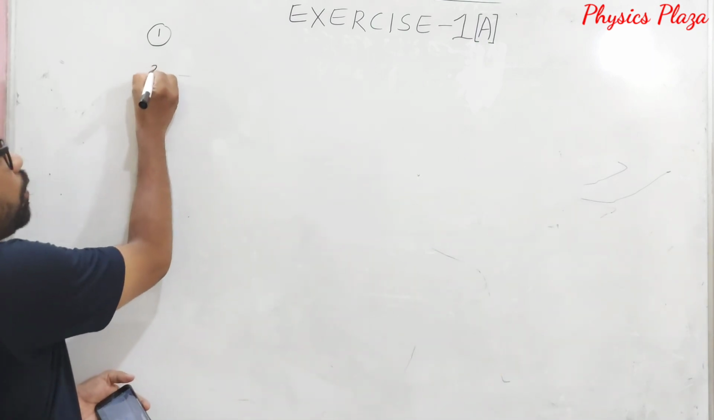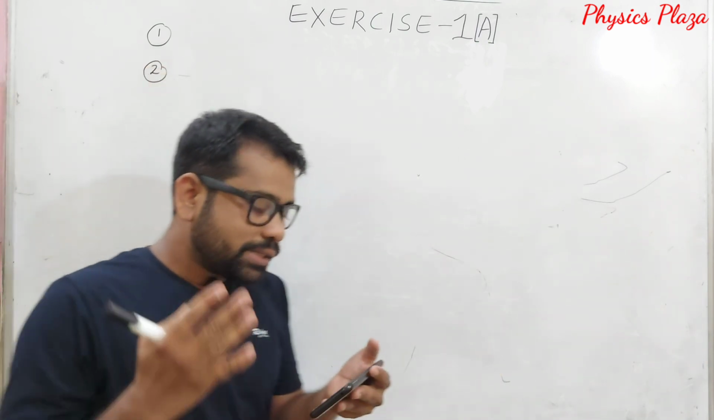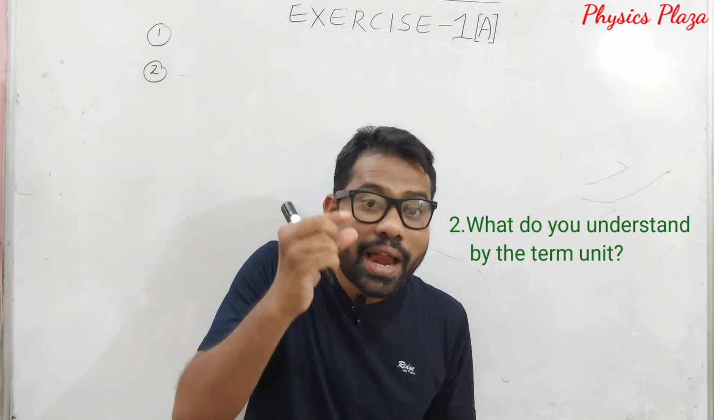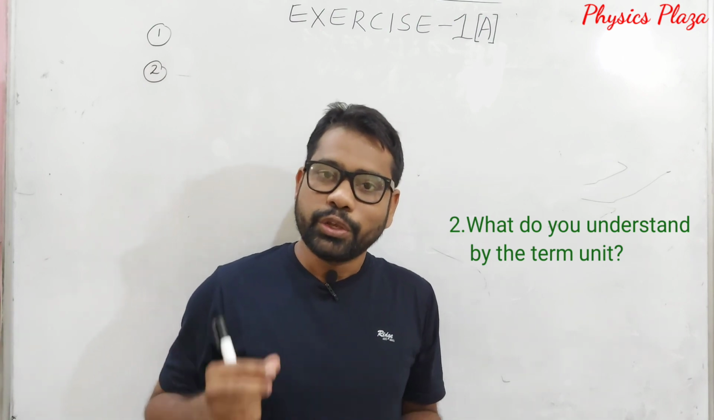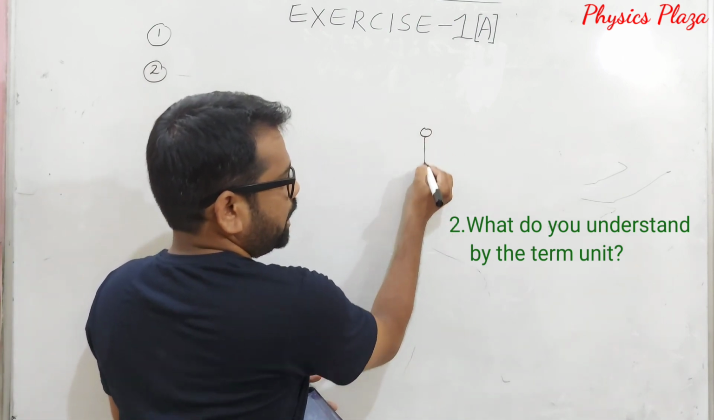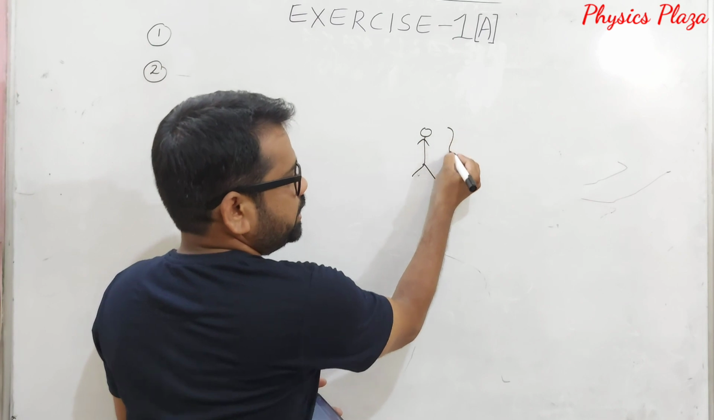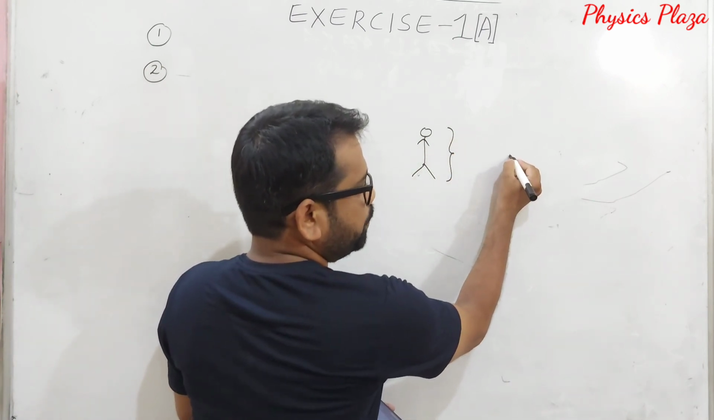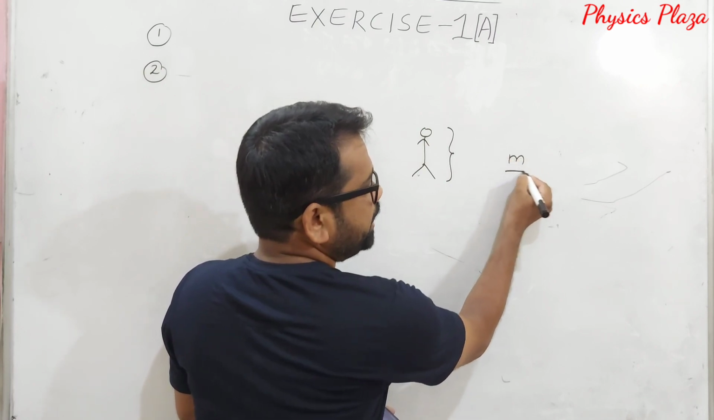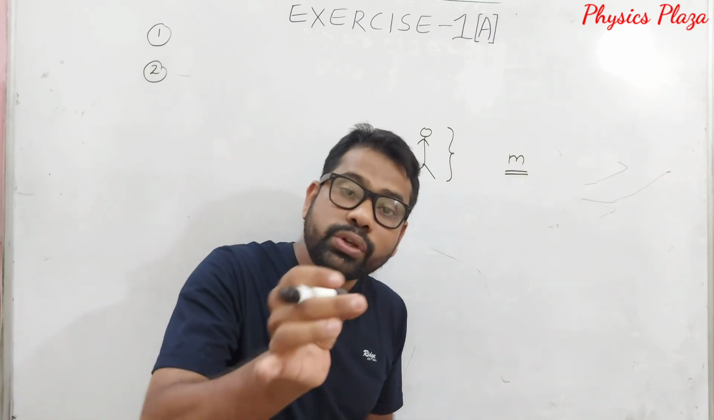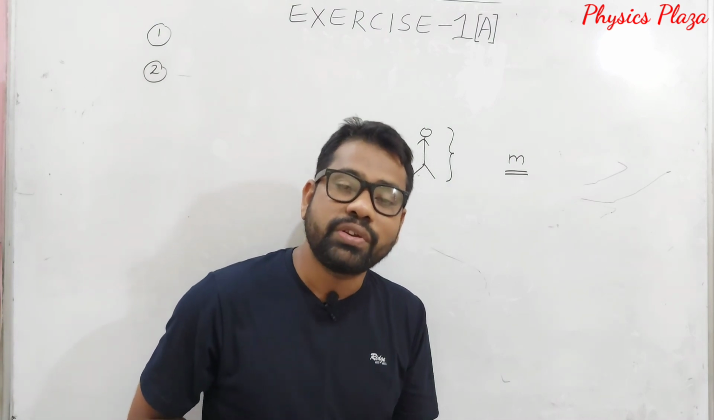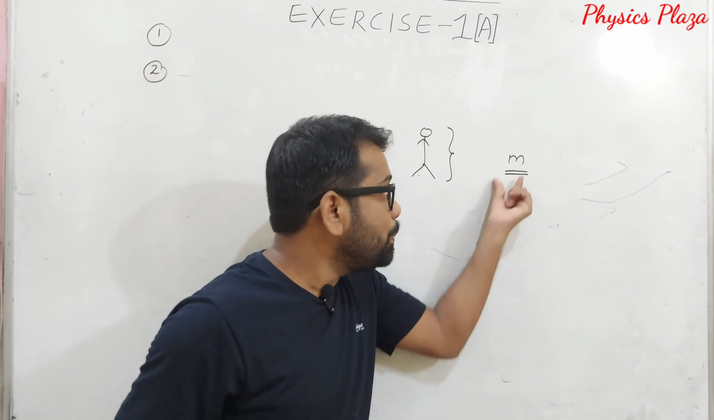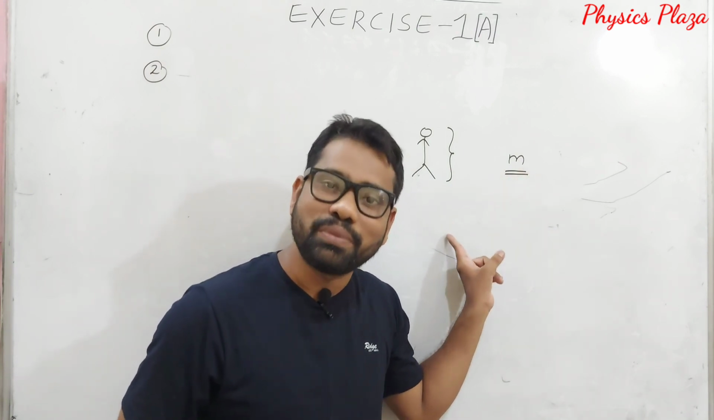Question number 2, what do you understand by the term unit? So children, unit is actually what? Standard known quantity. For suppose if you want to measure the height of the person, actually his height is unknown quantity. So you are going to use, for example, meter. So this meter is what, children? Known standard quantity. And here one more thing also which we have to remember, very important. Height is length only, meter also length only. So both are same nature.